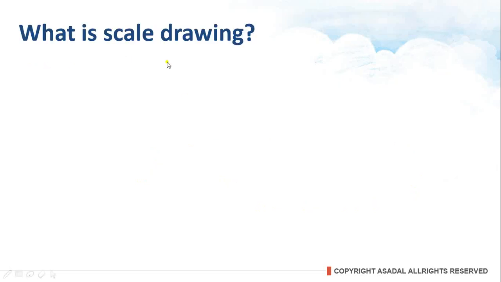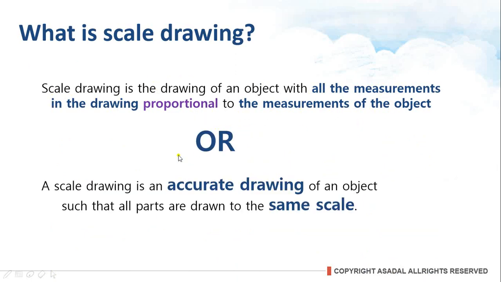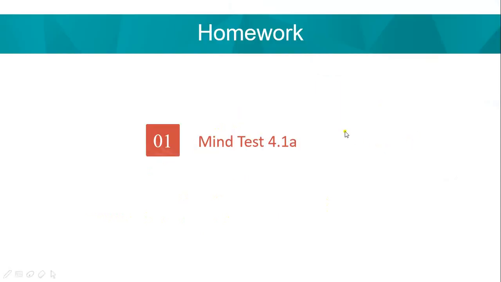So, what is a scale drawing? A scale drawing is the drawing of an object with all the measurements in the drawing proportional to the measurements of the object, or a scale drawing is an accurate drawing of an object such that all parts are drawn to the same scale. For further understanding, you can do Mind Test 4.1a.